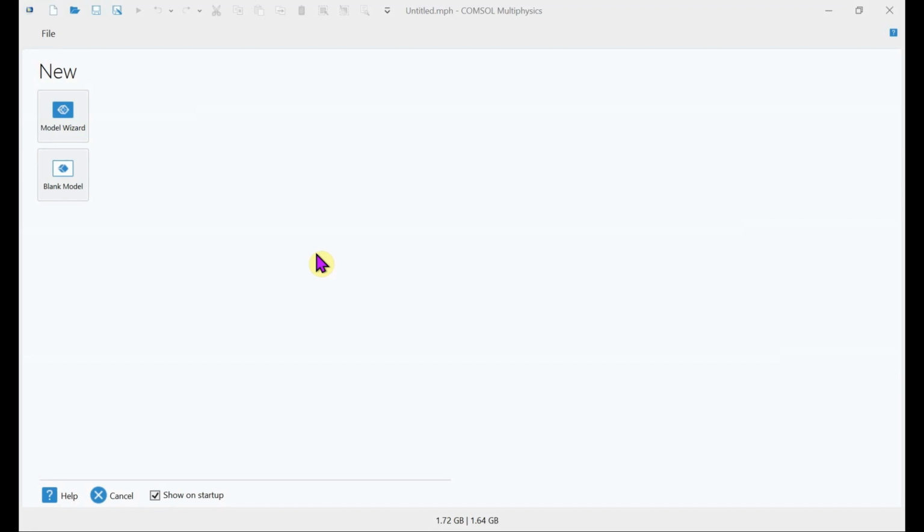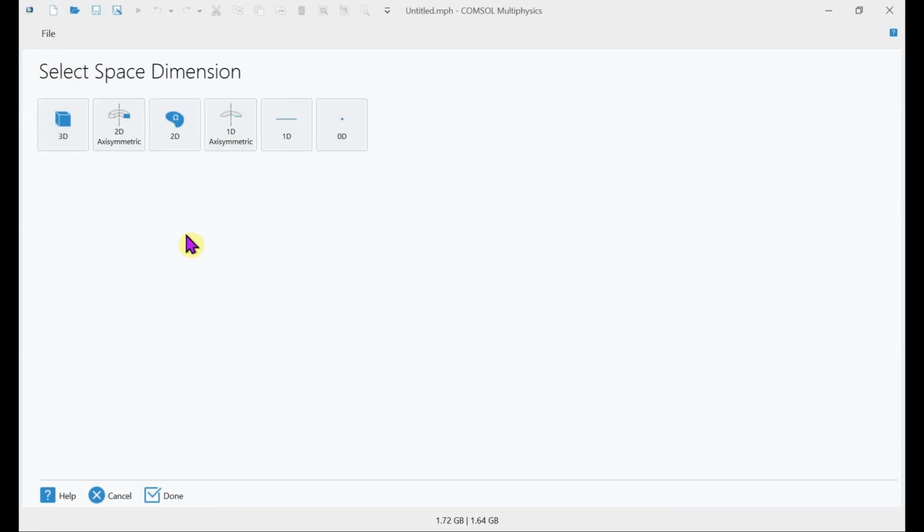After opening COMSOL Multiphysics, you can see these two options. Blank model means the model is blank itself, and you need to add the dimension of geometry, different physics, and a study type by yourself. Model wizard goes step by step.